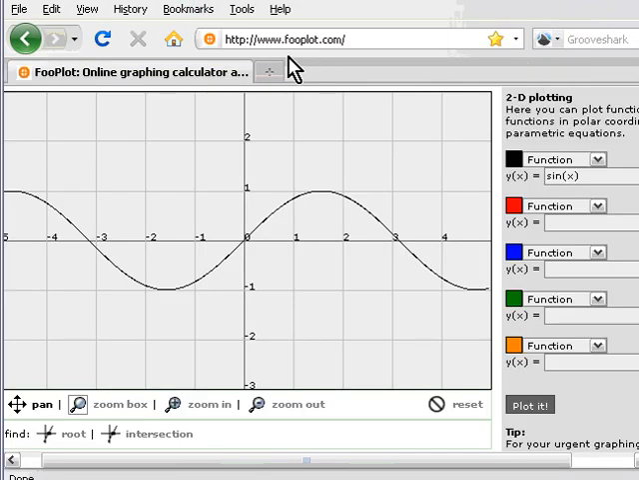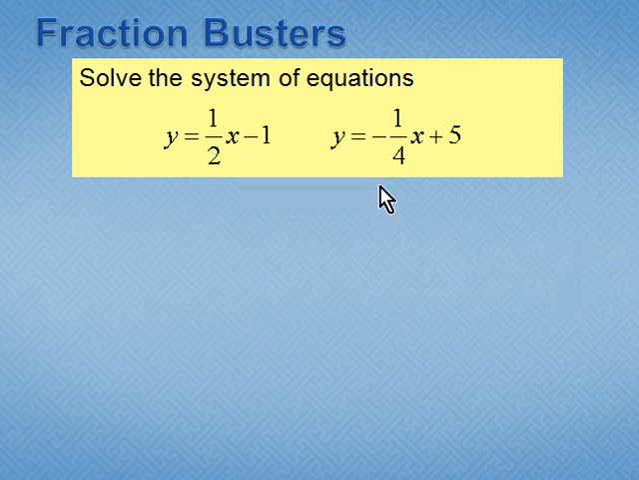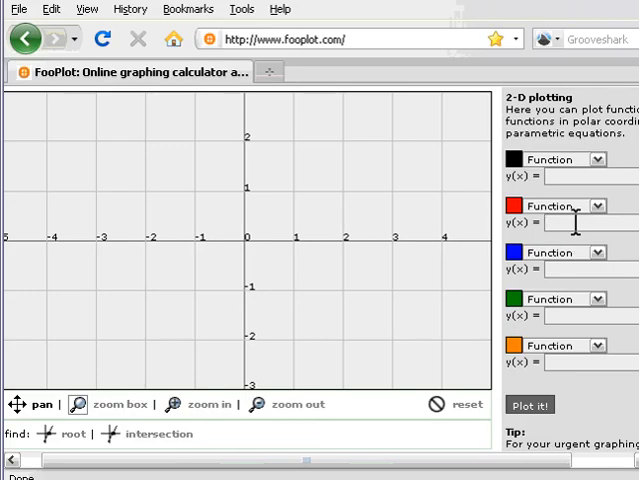So there's a useful website. It's called fooplot. Go to fooplot.com and it lets you graph any functions for free. You can graph up to 5 equations on one graph. So let's enter a half x minus 1 for the red equation.